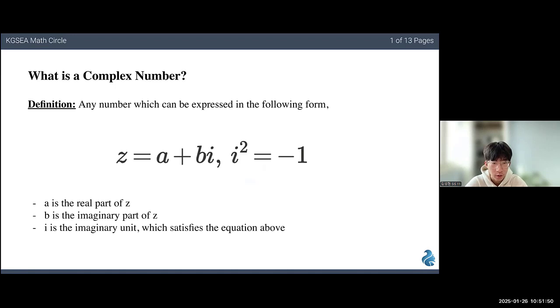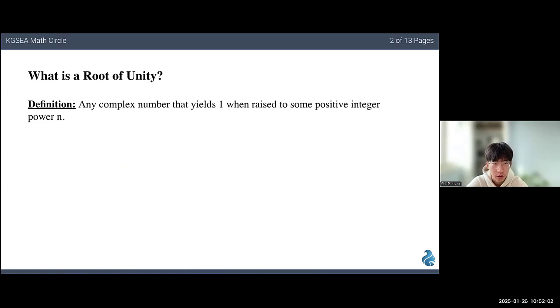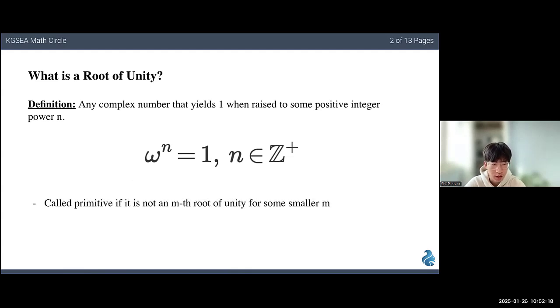We call a the real part of z, b the imaginary part, and finally i we denote as the imaginary unit that satisfies the equation written above. And more specifically, what is a root of unity? It's any complex number that yields 1 when raised to some positive integer power n. Expressed algebraically, we can denote this as omega to the n is equal to 1, where n is a positive integer. And a root of unity is called primitive if it's not an mth root of unity for some smaller m.